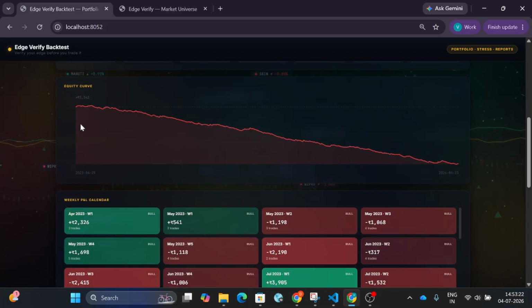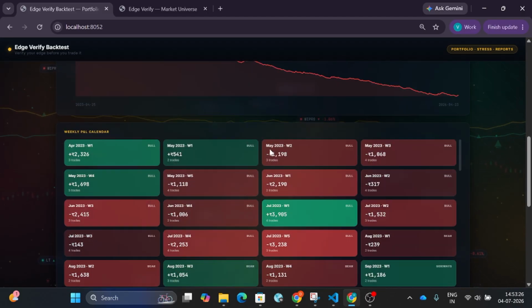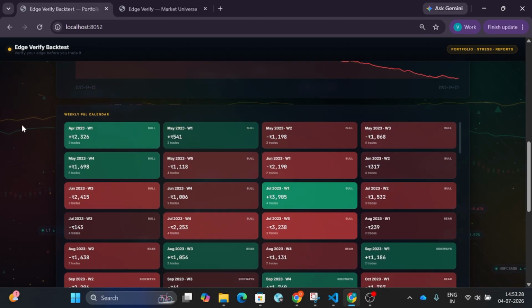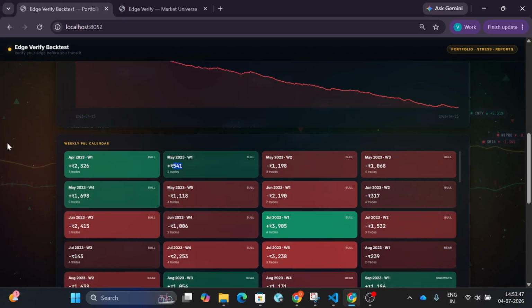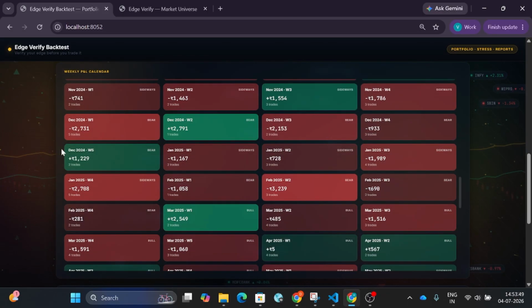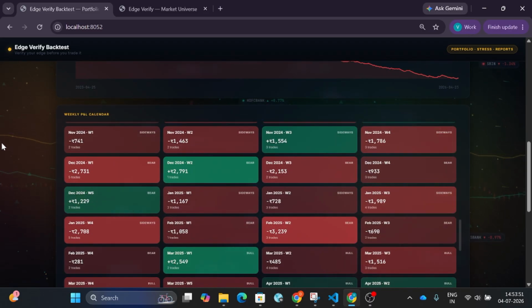Here I have added the equity curve chart, and you can see the equity curve going down, and after that it is showing weekly profit and loss. In the first week it got some good profit, and after that a bit of loss, a bit of profit, and after that more losses, again a bit of profit, loss. It shows it weekly so that the viewer can easily see that.